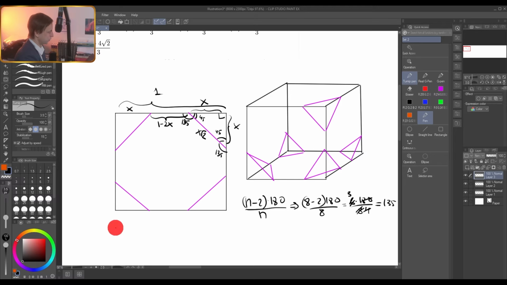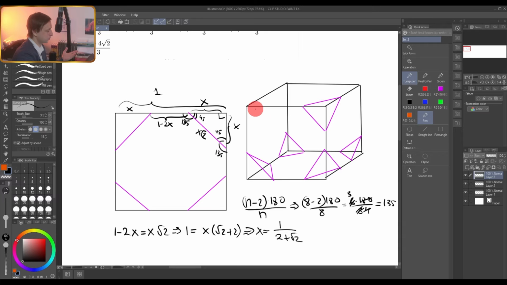So we have an equation. 1 minus 2x equals x times square root of 2. From here, 1 equals x times (2 plus square root of 2), and therefore x equals 1 over (2 plus square root of 2). Perfect. So now we know exactly what the parameters of our cut are. In this case, this figure is a regular octagon, and obviously everything is the same for every face of our cube.